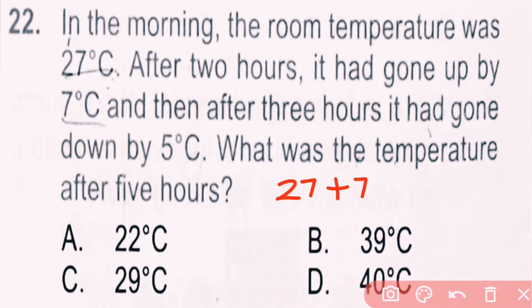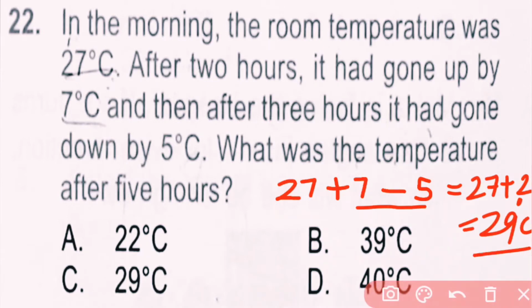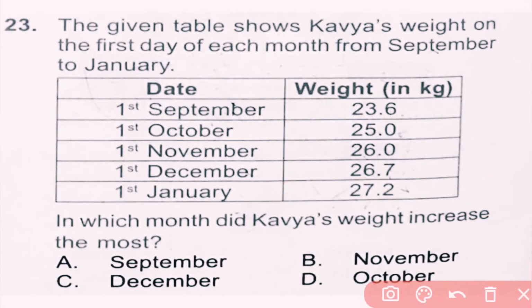And then after 3 hours, it had gone down. Gone down means minus, and by 5 degrees Celsius means minus 5. Here 7 minus 5 is 2, means 27 plus 2 is 29 degrees Celsius. Temperature after 5 hours: 29 degrees Celsius. C is the correct answer.